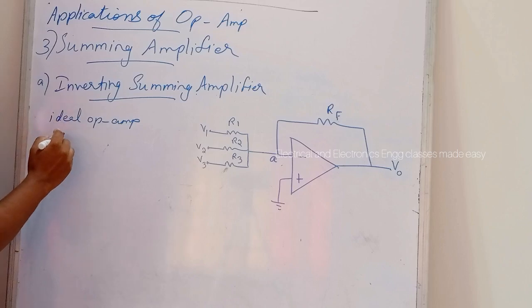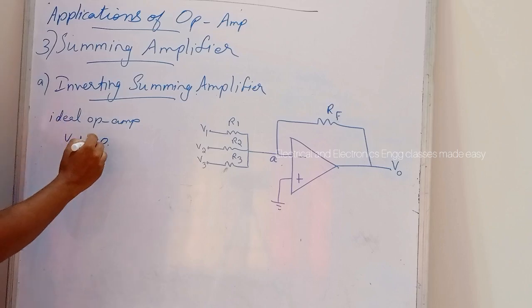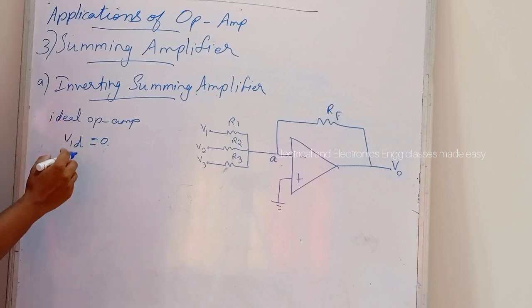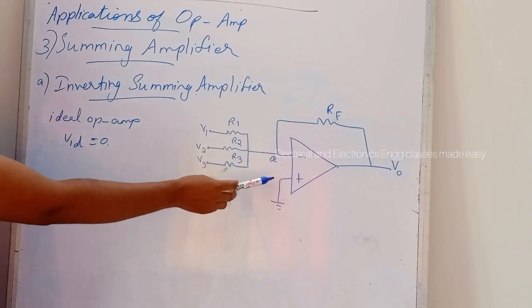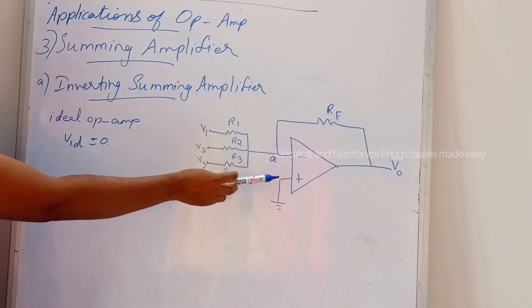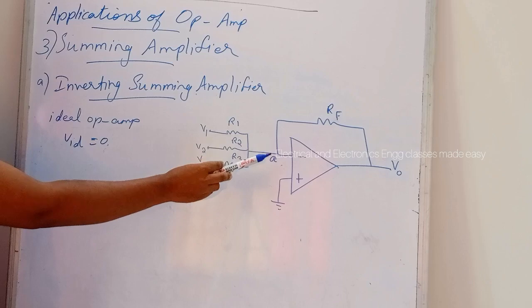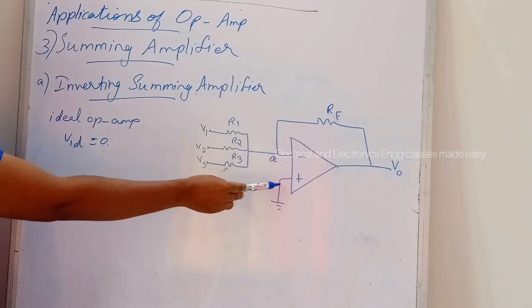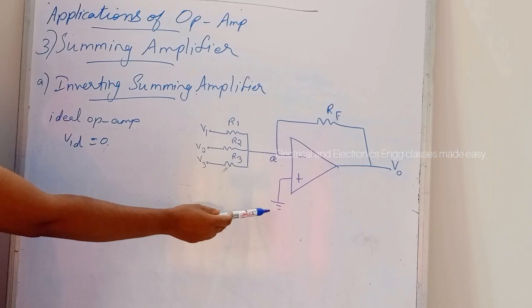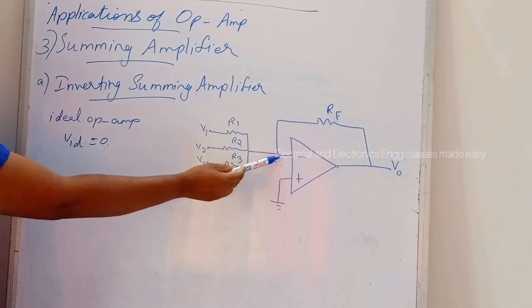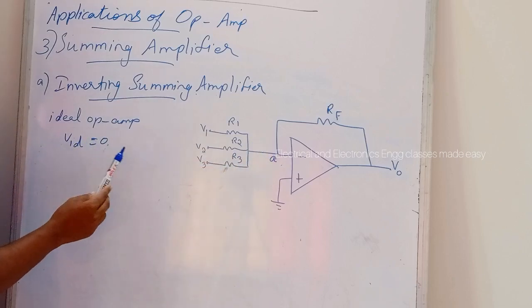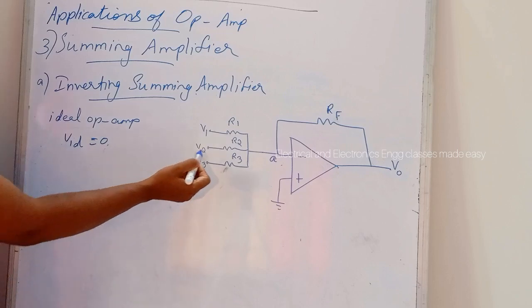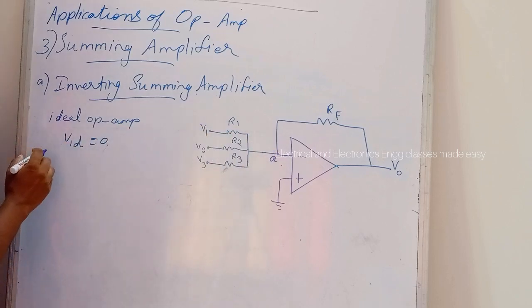So ideal op-amp means zero offset voltage, that is difference input voltage VID is equal to 0. VID equal to 0 means inverting and non-inverting voltages are equal. That is, here the non-inverting input terminal is grounded. Then the voltage at node A is 0 to make VID equal to 0. So we can write the nodal equations at point A.